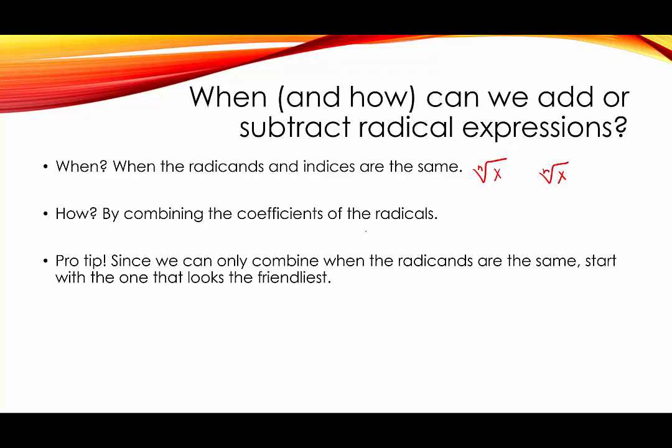And a pro tip, since we can only combine when the radicands are the same, start with the one that looks like it's going to be the friendliest. So if some of them look a little bit intimidating, we can use a strategy here where we do the one that looks like it might be the simplest, because what we know is whatever's stuck under the radical, the other factor of each radicand should match that factor. And so we can use that as a hint to help us along the way.